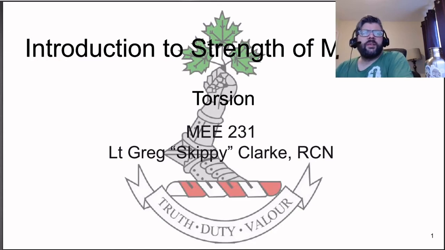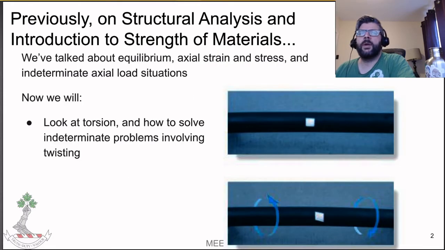Okay, so let's get back at things with a look at some torsion. Previously we'd been talking about equilibrium, axial strain stress, indeterminate axial load, and so on and so forth. Now we're going to look at torsion and basically how to solve indeterminate problems that involve twisting.